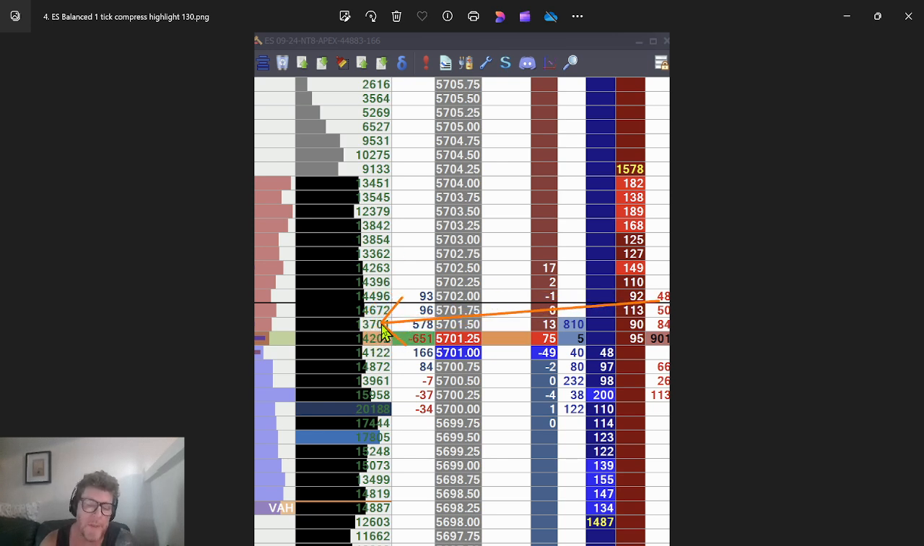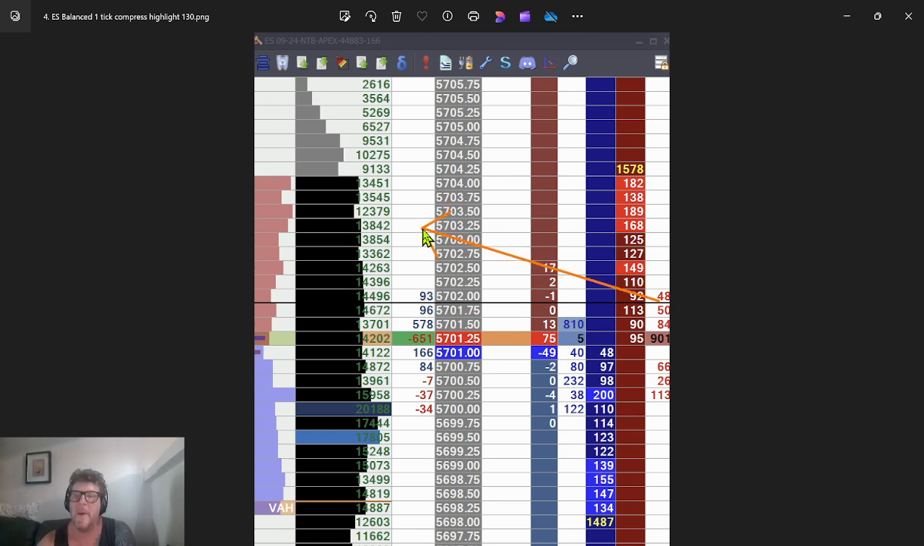Sure. Sometimes on some of my DOMs, I turn off the volume profile and I just read the numbers, because that can help you spot things. For example, if I had the black turned off, you would notice right away that we got a 20,180 lot order go through right here. That's the point of control. So you could be using that as a target or as support, based on what's going on at the DOM.